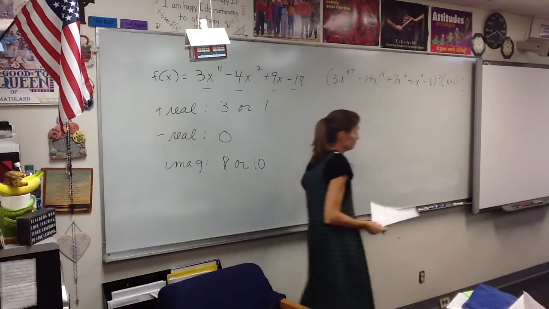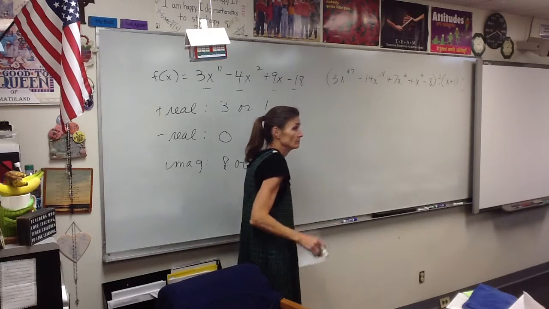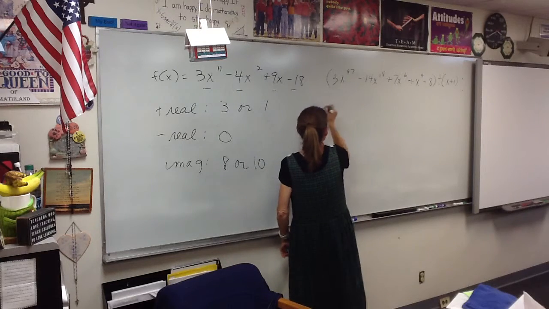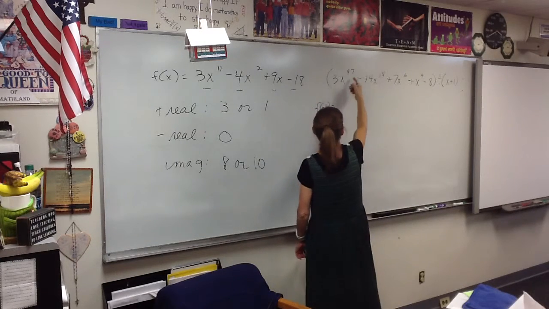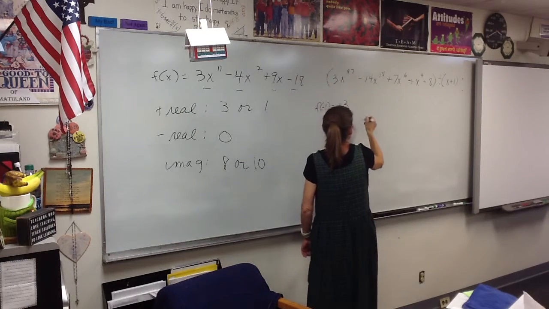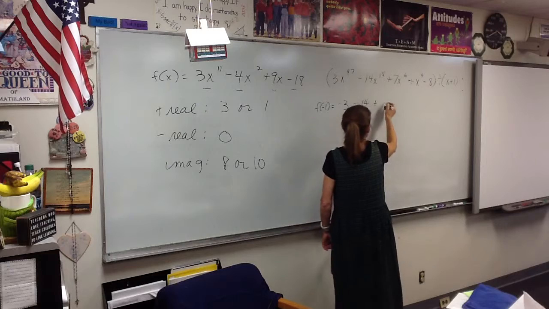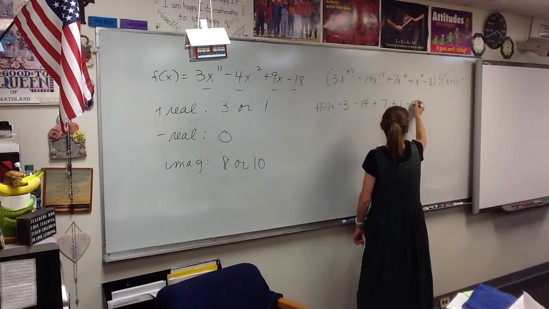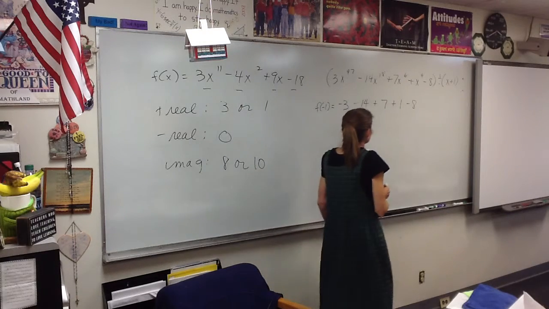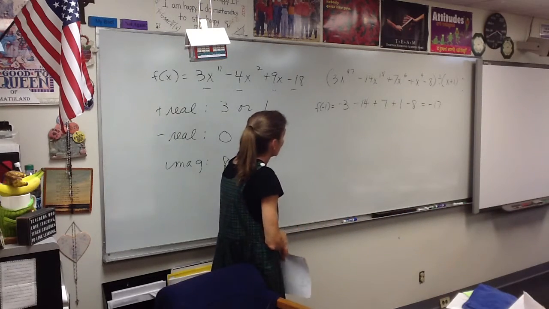Find the remainder. Find the remainder. What are you going to do? Plug -1 in. You pretend like this is a function and just plug in -1. So if you put in -1, this is going to be -3. This is going to be -14, +7, +1, -8. So we'll just total all that up. -17, double check that. Yeah.